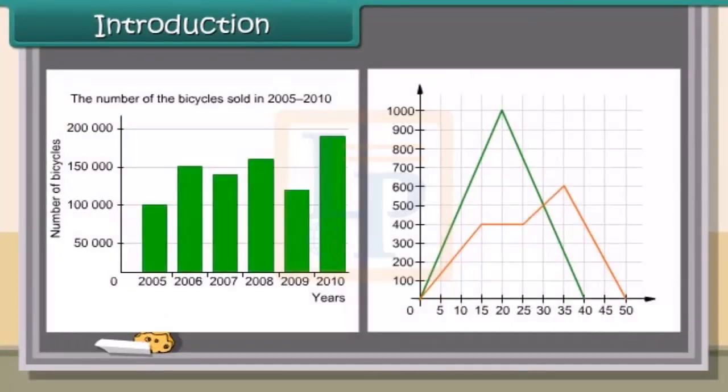Usually data can be presented in the form of a table. Graphs are visual representation of data. In this chapter, let us study histogram and line graph.